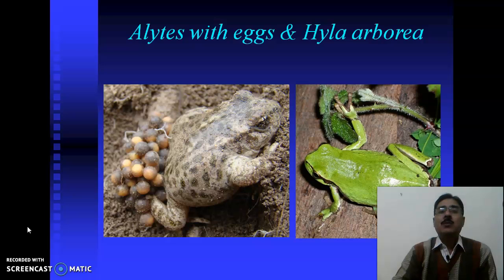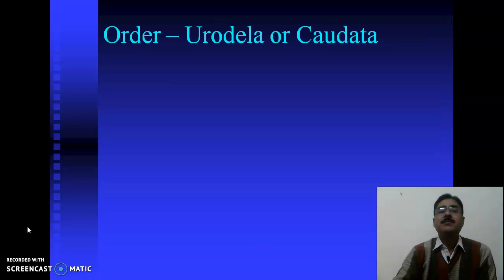These are two common examples. One, the Rana with eggs, and the second one is of a tree frog, that is Hyla arborea.